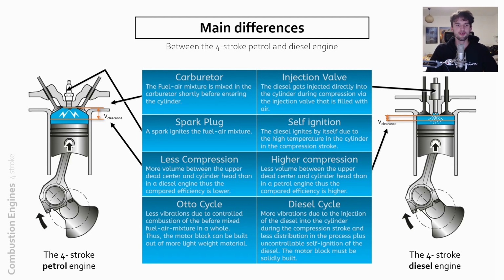In an Otto cycle, the vibrations are low due to a controlled combustion with the spark plug of the fuel-air mixture. And in a diesel engine, in a diesel cycle, the combustion is uncontrollable because the diesel can self-ignite everywhere in the cylinder, causing the engine to vibrate more. Therefore, the diesel engine has to be built more solidly than a petrol engine.